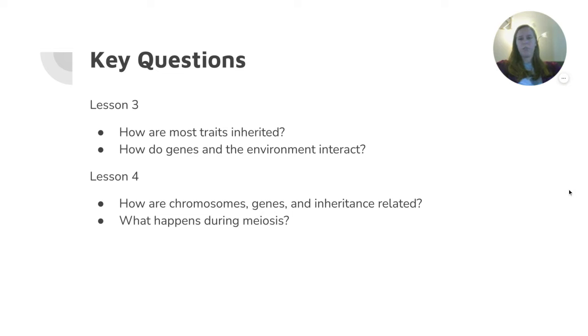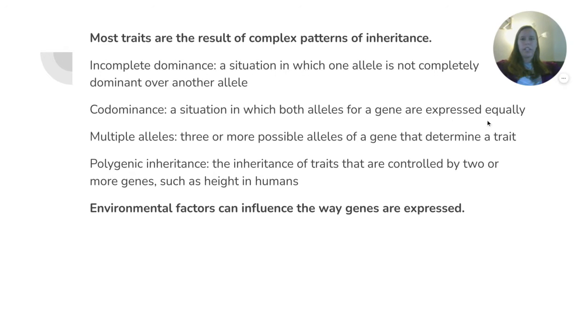So, key questions from Lesson 3. How are most traits inherited? How do genes and the environment interact? And Lesson 4, how are chromosomes, genes, and inheritance related? And what happens during meiosis? So, most traits are the result of complex patterns of inheritance.